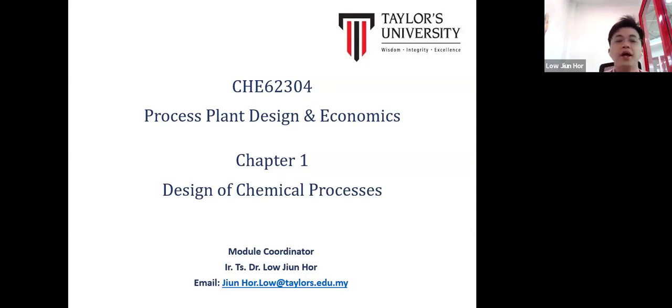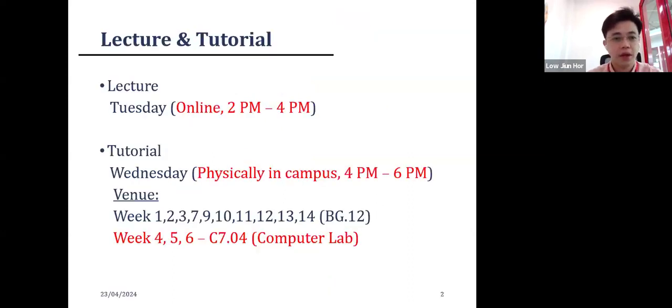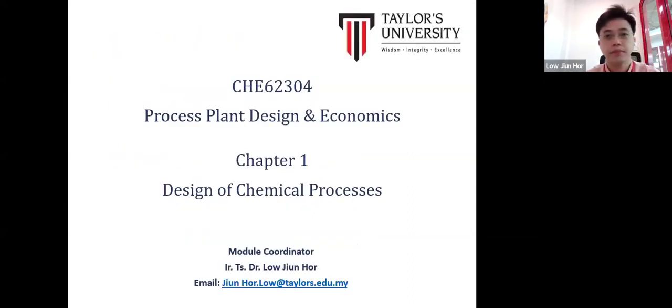So in this module, which we call process plant design, we will learn how to apply the knowledge that we learned from other modules, to integrate and combine them together in order to design a chemical plant to produce the chemical that we want to produce. This is what we call process plant design.